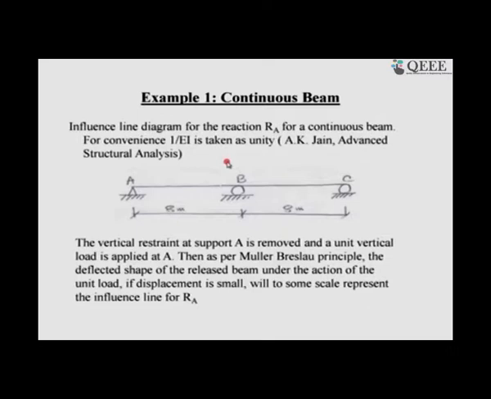Now, coming to our slides, for the influence line diagram for a reaction, let us take an example. I have a continuous beam, very simple, with one more support than needed. For a statically determinate beam with a pin joint and a roller joint, we know what happens when a unit load moves on it. Now it is to be extended to a statically indeterminate structure with one more support. According to the Muller-Breslau principle, let us do the influence line diagram for the reaction R A for this continuous beam. Let us take EI as unity for our computation. We will do real computation.